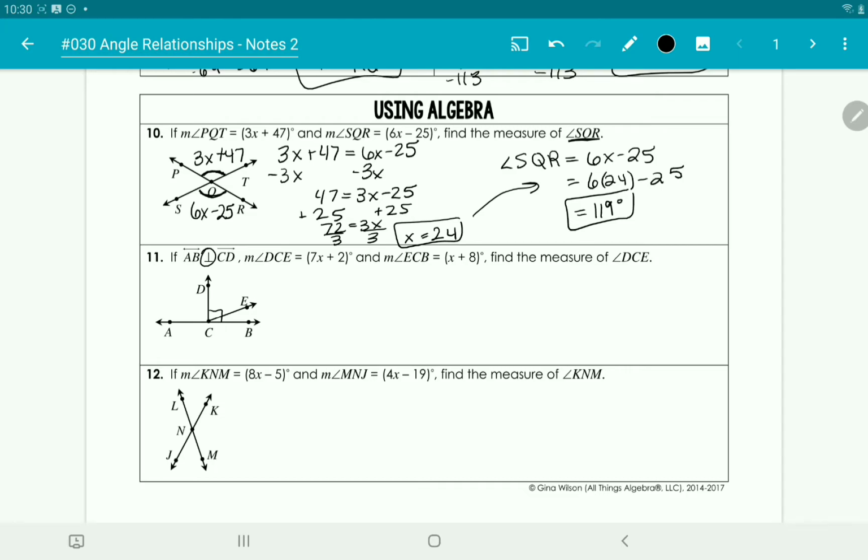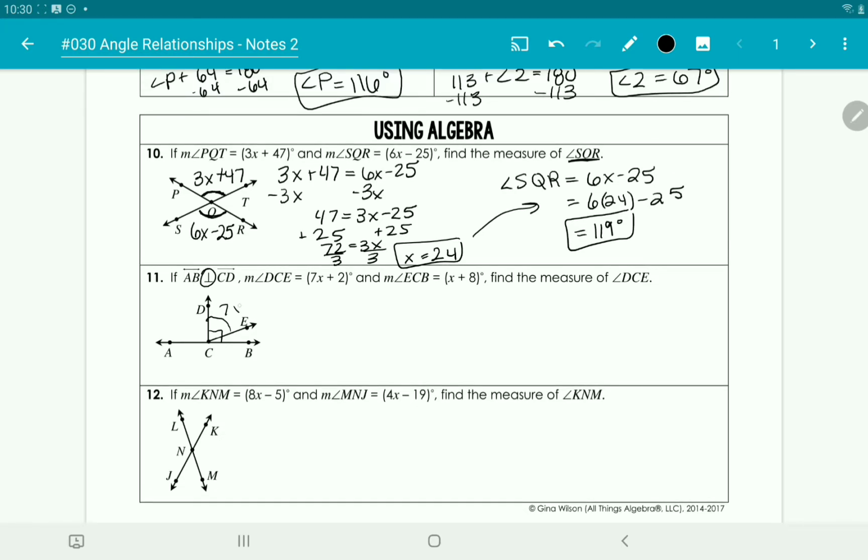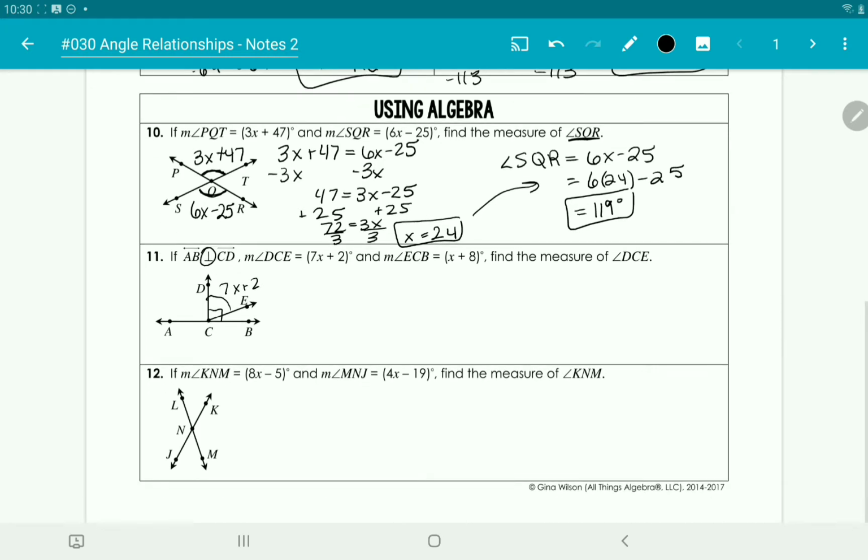So we know the angle DCE, so this part right here, is 7x plus 2. And we know the ECB, so this angle right here, I'm going to put 2 tick marks to show that I'm looking at a different angle, because these two are clearly not the same. You can tell by looking. This one is x plus 8. You can see that these two angles together make up this 90 degrees.